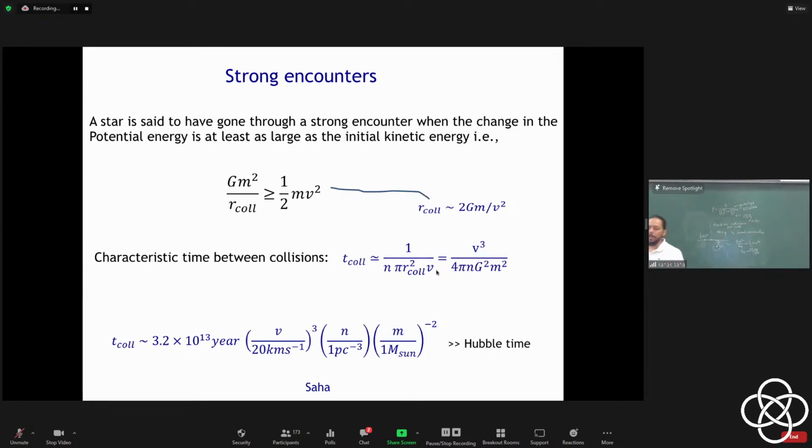And this collision time seems to be much greater than the Hubble time. So you can take the v as around 20, 30, 50 kilometers per second. n is like 1. You can change it a little bit. It will not change this 10 to the 13 much, unless you go to a very absurd number. It's possible.